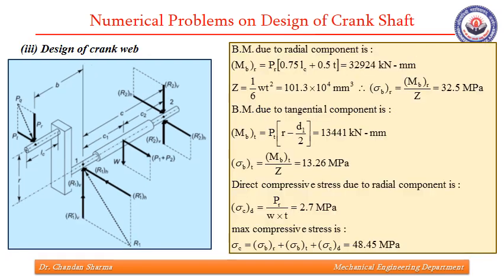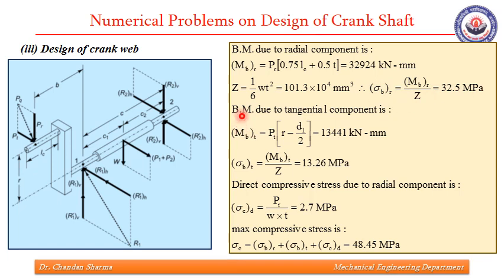So what we have done, we found the bending moment due to the radial component. MBR is PR into this distance, 0.75 LC, plus, since we are presuming it in the central plane, T by 2. Similarly, Z is 1 by 6 WT square. So sigma BR comes out to be 32.5 megapascal.